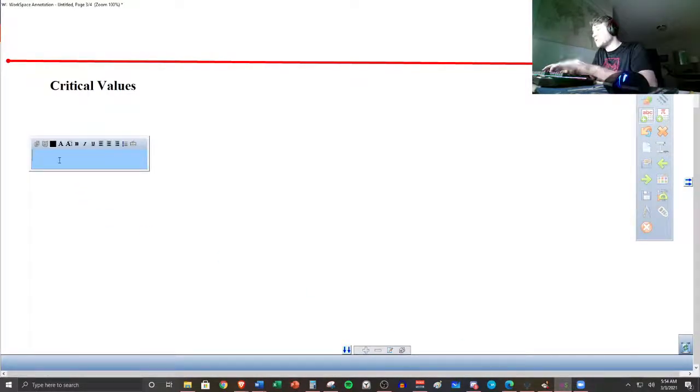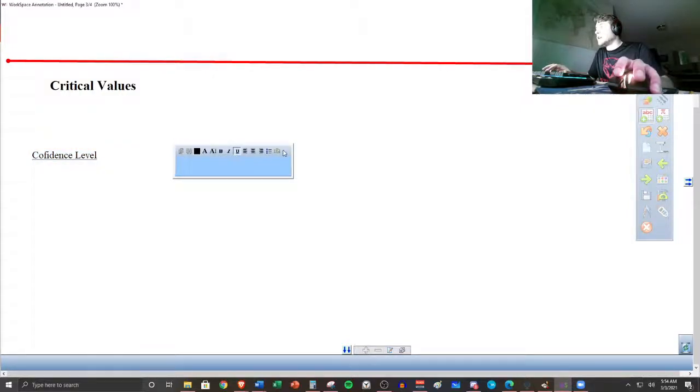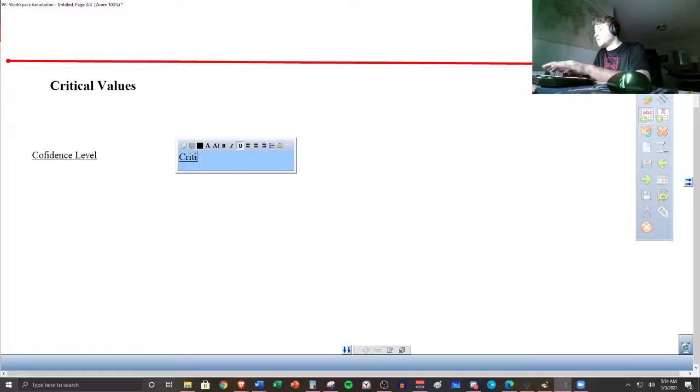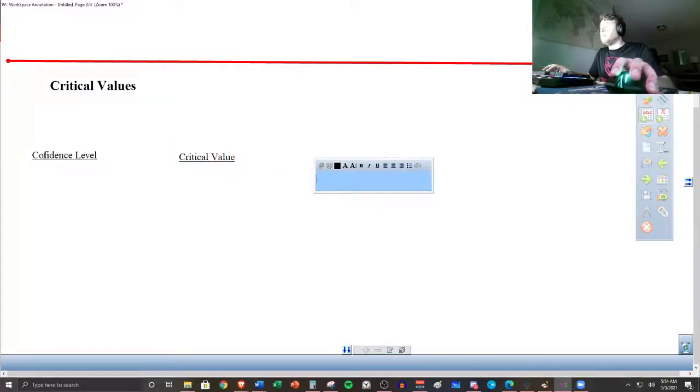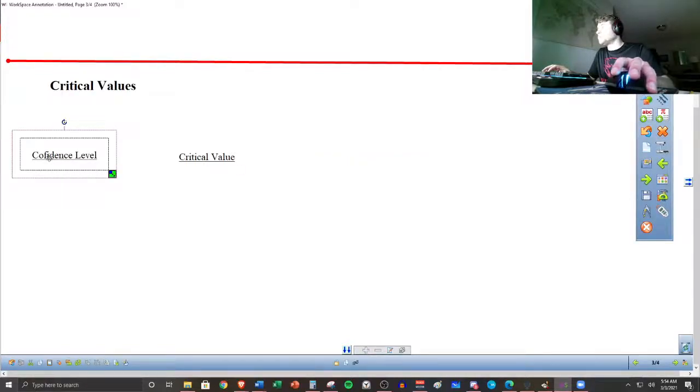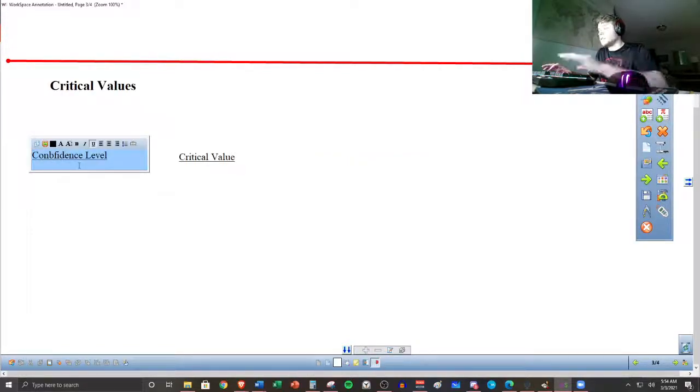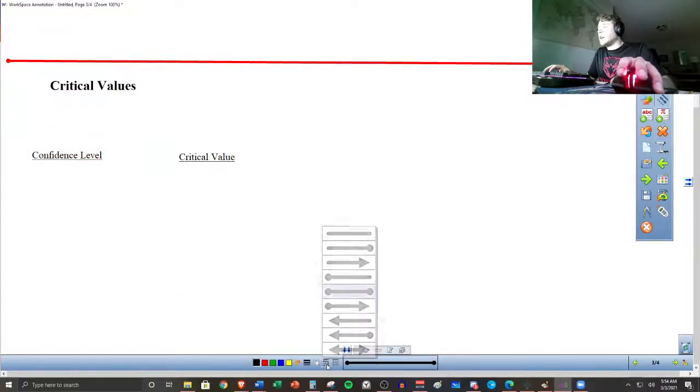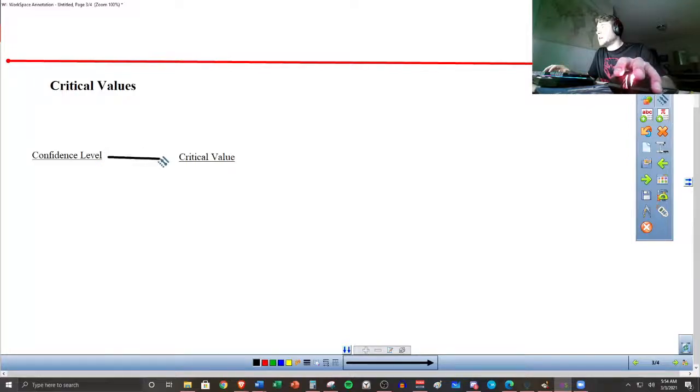So first off, let's create 2 columns. We're going to do confidence level. Okay. I'm going to write over here, I'm going to say critical value. And I spelled confidence wrong. I was so confident in spelling it that I messed it up. Okay. And I'm going to draw an arrow here because the confidence level directly affects our critical value. So you're going to add this arrow as well.